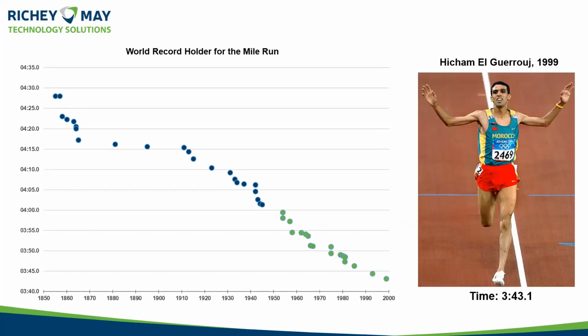And if we fast forward to present day, the present world record was set by a Moroccan runner named Hicham El Guerrouj. He ran it in 3 minutes and 43.99 seconds. And in fact, if we do a Google search, Google will tell us that 1,400 runners have now run a sub 4-minute mile.